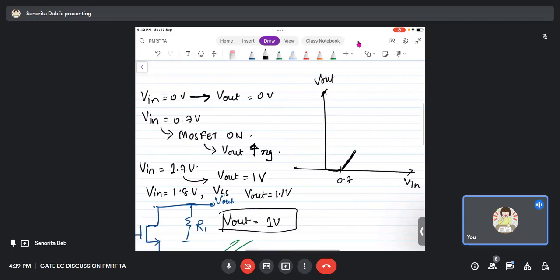And once V in is 1.7, V out reaches a point where it is 1 volt. And after that, even if V in is increased, V out cannot increase beyond that point. If V out increases after that point, the drain and source interchange and again V out is at 1 volt. So you see V out is saturated at 1 volt.